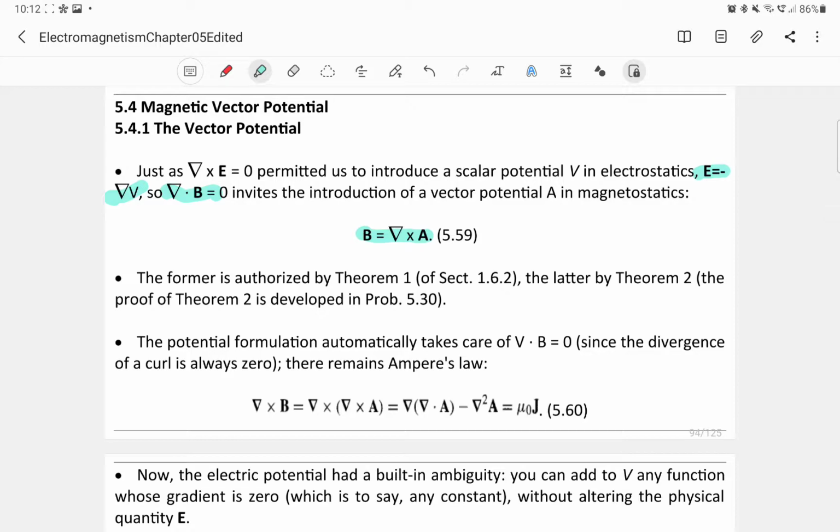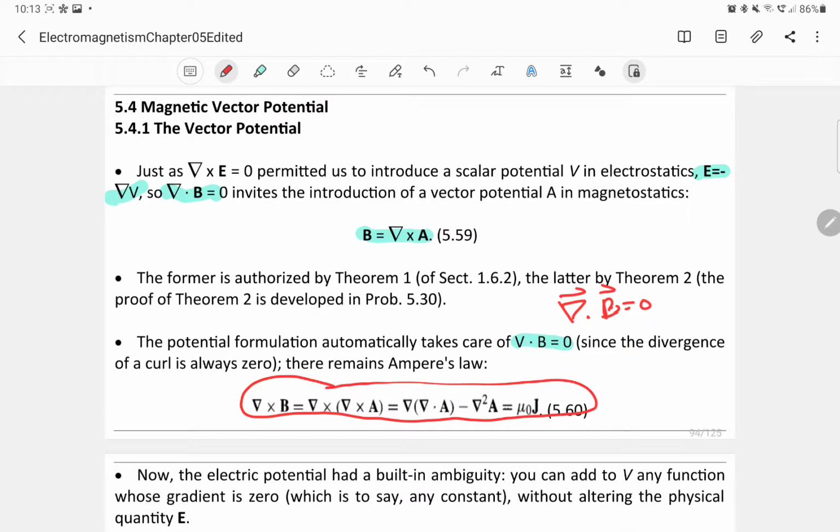So the potential formulation automatically takes care of the divergence of B equal to 0. Since the divergence of a curl is always 0, there remains Ampere's law, which we have discussed in the previous videos.